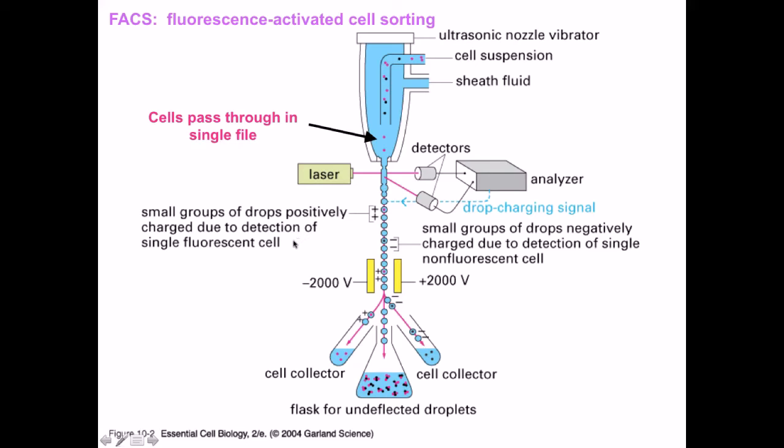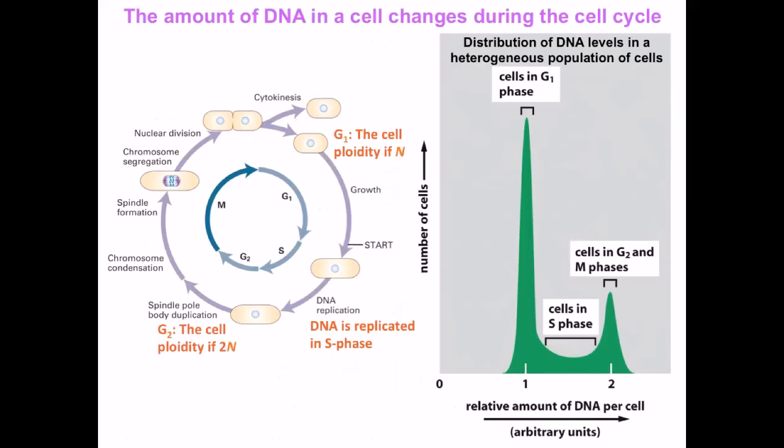We're going to mark the sample with a dye called propidium iodide, and that dye binds to DNA. It actually intercalates DNA, which means that it goes in between the bases, and the more dye that is present, that means the more DNA that is present.